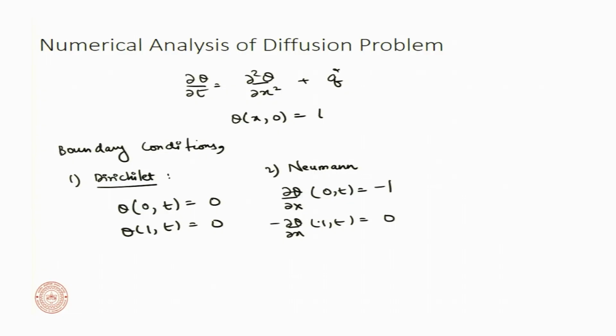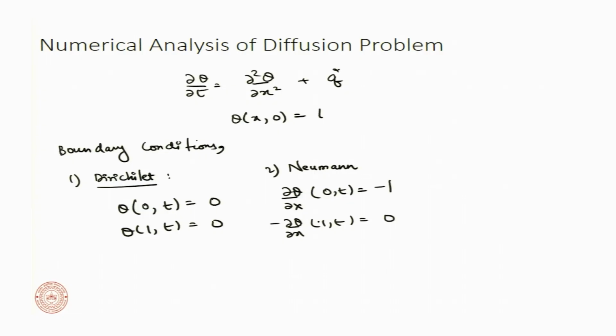This we have done in last class, I am just writing this up so that we can move to the numerical part. Neumann part is d theta by dx at 0 comma t is equal to some flux q. Let us say for now heat is being input into the system, so minus 1, heat giving out is positive, minus d theta by dx at 1 comma t is equal to 0.